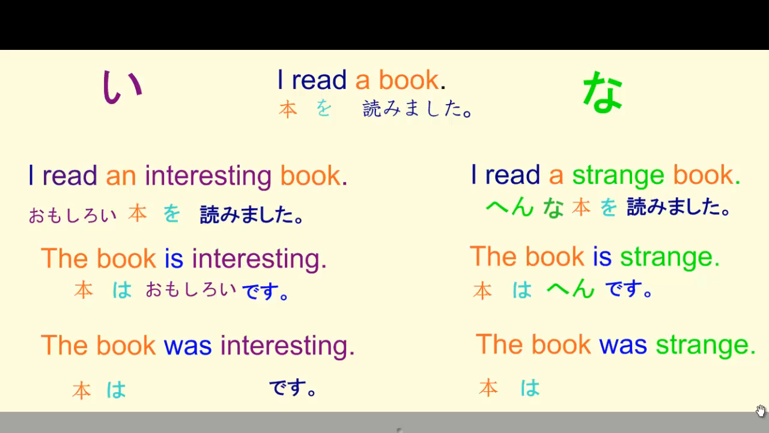Now we're going to look at what happens when our A is B sentence changes to the past tense. And we get the book was interesting. So we've got book, hon wa, and desu at the end. Now we need interesting. So hon wa omoshiroi desu. Now that's, of course, the book is interesting.